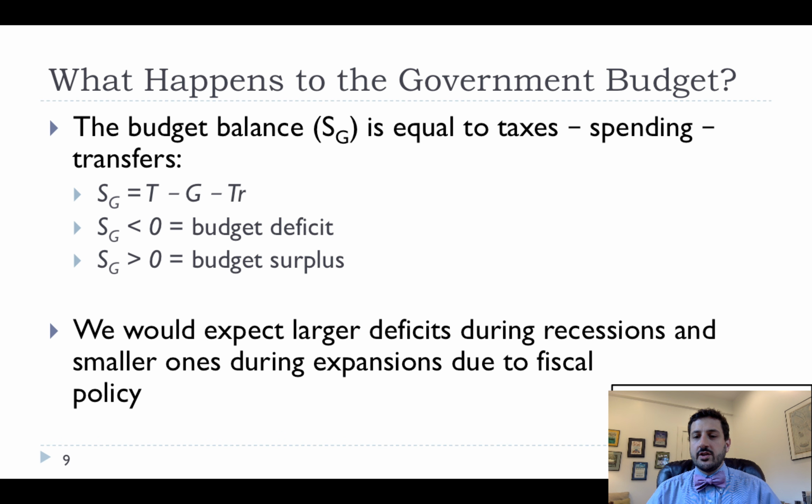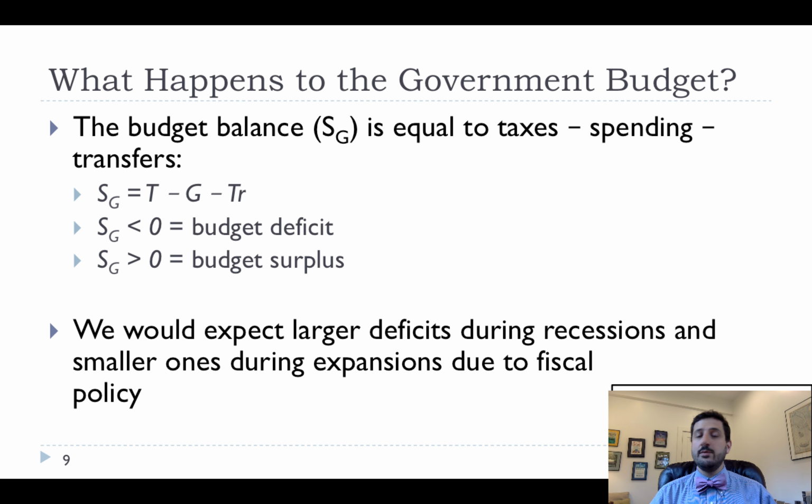So what happens to the government budget during a recession? Well, we can think of the budget balance, which is often called SG for government savings, as equal to taxes minus spending minus transfers, or T minus G minus TR. If SG is less than 0, that means the government has a budget deficit. If SG is larger than 0, that means it has a budget surplus.